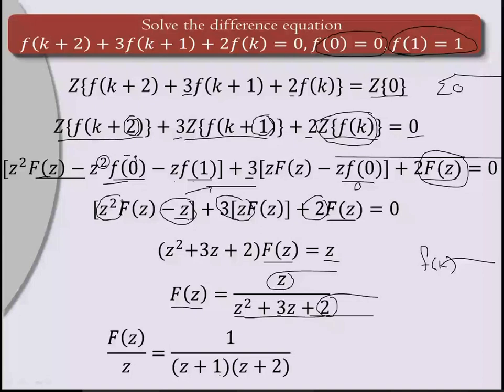Now separate them by using partial fraction. These are linear terms, so it is A upon z plus 1 plus B upon z plus 2. Now do the cross multiplication. On this side we have 1. So 1 is equal to A into z plus 2, since z plus 1 gets cancelled, plus B into z plus 1, since z plus 2 gets cancelled. So 1 is equal to A into z plus 2 plus B into z plus 1.